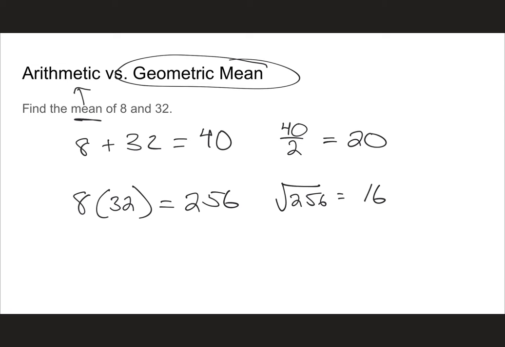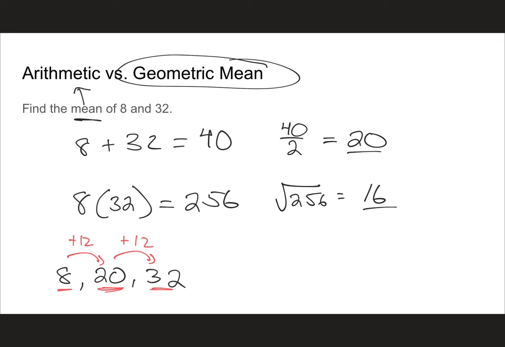Let's look at how those numbers compare to our means compared to the numbers in our data set. So if we have 8, 20, and 32, that's the arithmetic mean. 8 plus 12 is 20. 20 plus 12 is 32. 20 is in the middle because we can take away 12 from it and add 12 to it, and we get our extremes, 8 and 32.